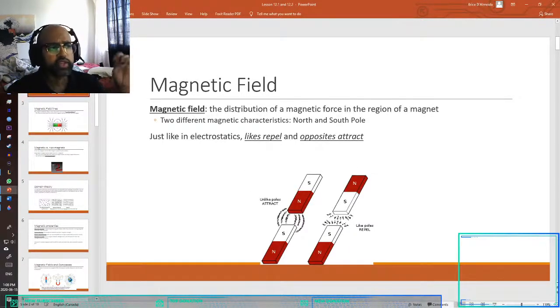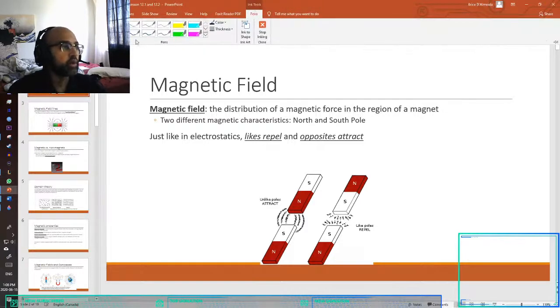A magnetic field is the distribution of a magnetic force in the region of a magnet, and also extends around the magnet. So essentially, think about a magnetic field as similar to a gravitational field. What's that? Maybe you might be saying.